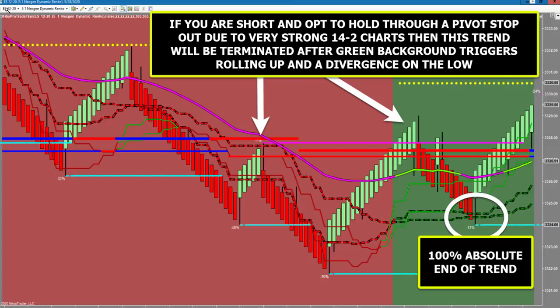Again, this is an absolute. If you're short and your conditions change, like your triggers both roll up and you have bullish divergence, get out of your position. Don't lose money.